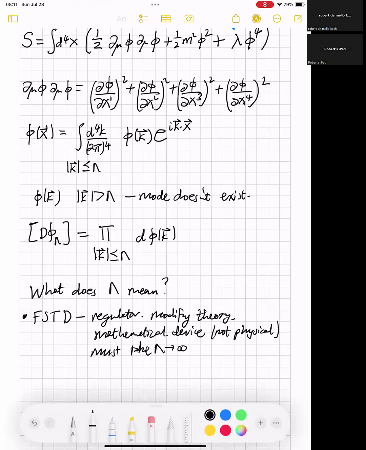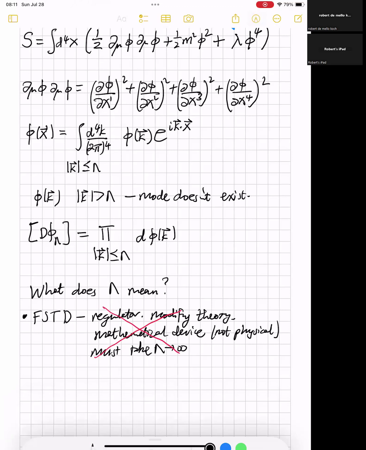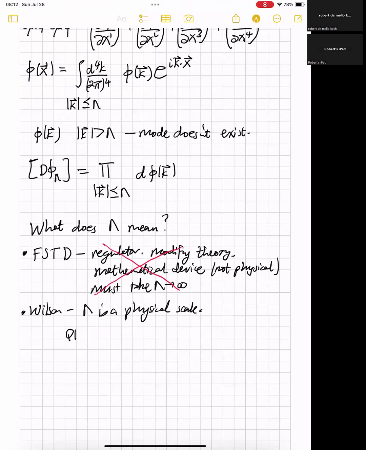In fact, Wilson does not agree with that. Wilson said that's not true. So in Wilson's point of view, so this is what Wilson would say, Wilson says the cutoff is a physical scale. So Λ is a physical scale. There will be some physics in nature that will tell us what the value of Λ is. We should actually be able to calculate Λ. He says quantum field theory is an effective theory. It is not fundamental.